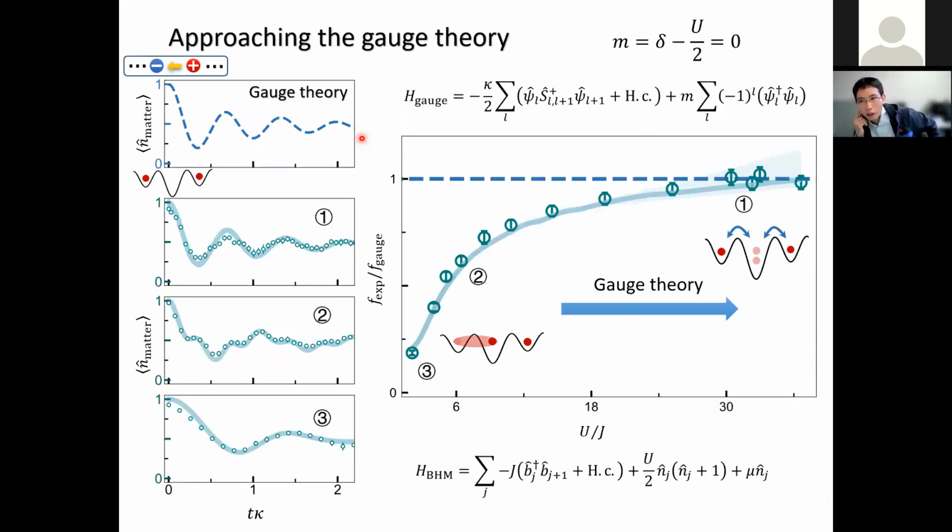So do we really have a gauge theory? Well, we need to characterize if the system actually oscillates at the frequency of the gauge theory. And that can be done by doing this many-body oscillation and looking at the frequency of the oscillation. What we can see here is, as you tune up the interaction strength, and correspondingly tune up the staggered potential, the frequency of our experiment will approach this gauge theory frequency. And at this large U limit, you can see that these two oscillations are just identical with the gauge theory.